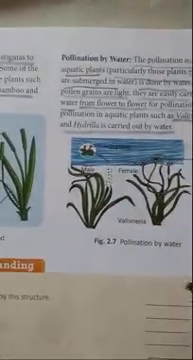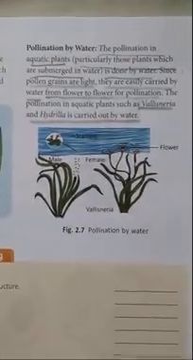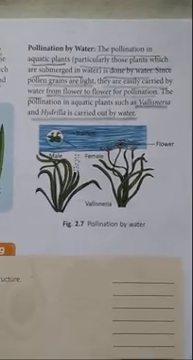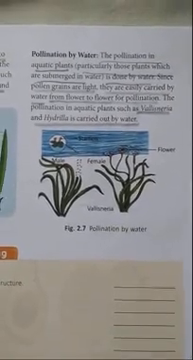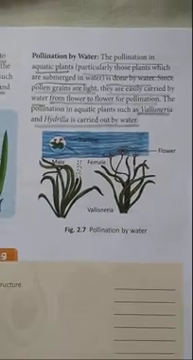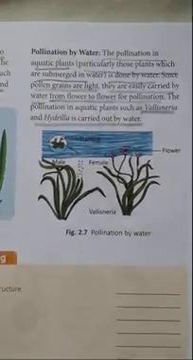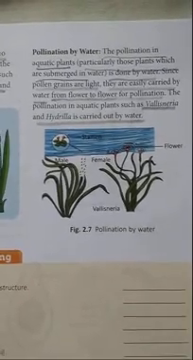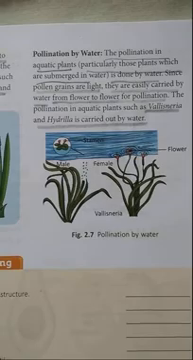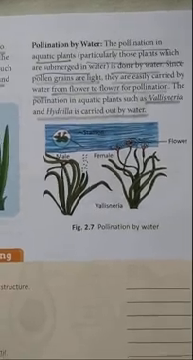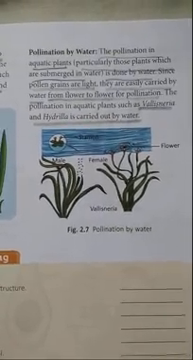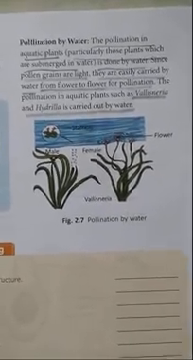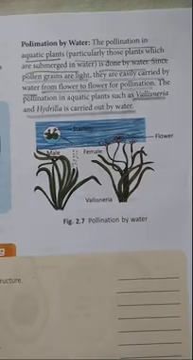The other kind of pollination is pollination by water. This kind of pollination happens in aquatic plants, basically the plants that remain submerged, that means under the water. Here the pollen grains are very light and they are easily carried by water from one flower to another flower, and thus they help in pollination. Examples of water pollinated plants are Vallisneria and Hydrilla.